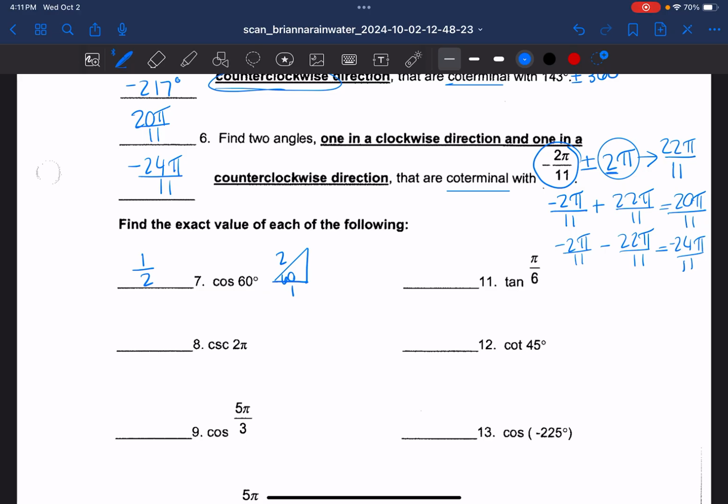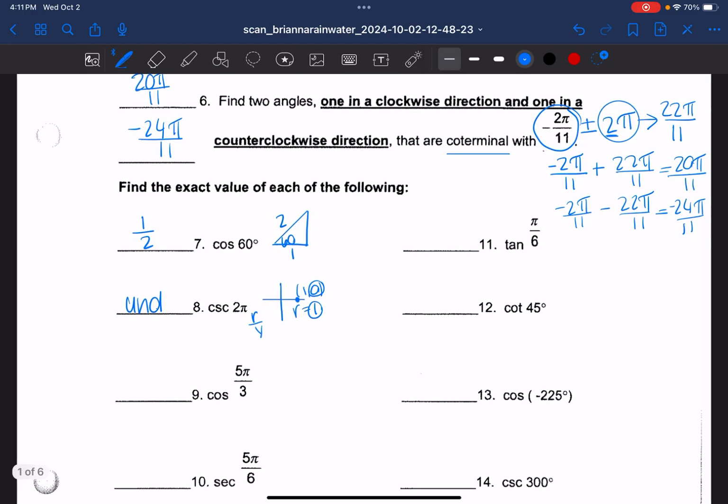Number 8 asks for cosecant of 2 pi. 2 pi is this coordinate over here, 1, 0, where r is always 1. Cosecant is r over y. R is 1, y is 0, 1 over 0 is undefined.